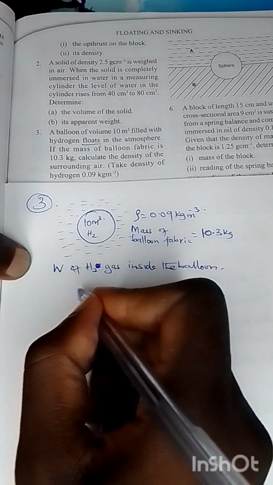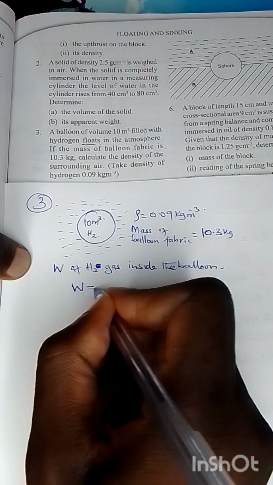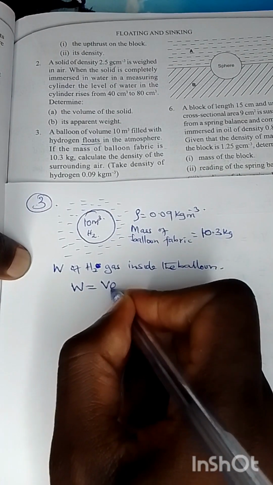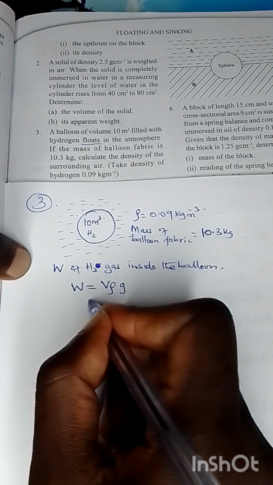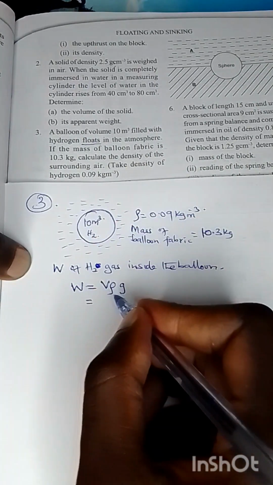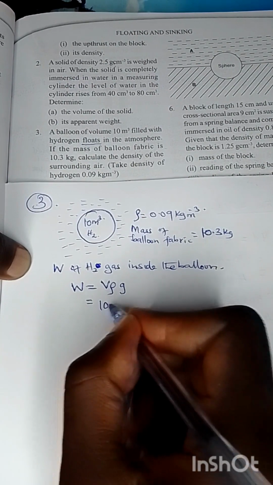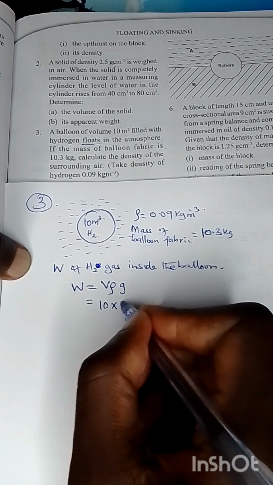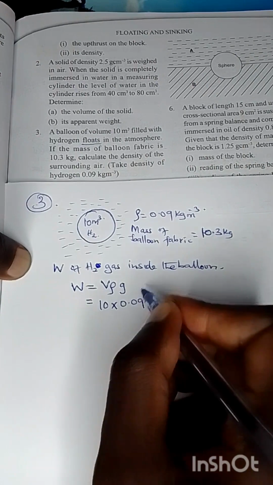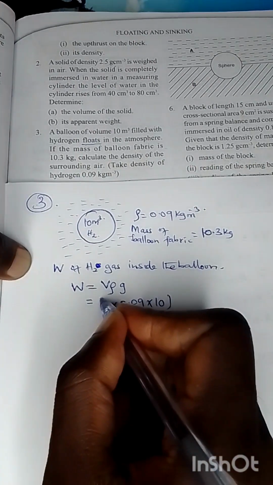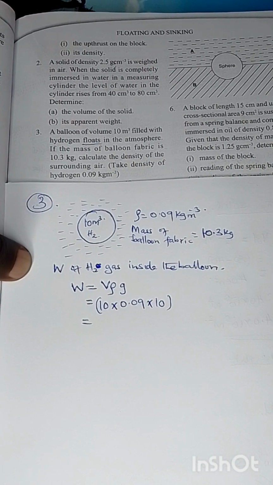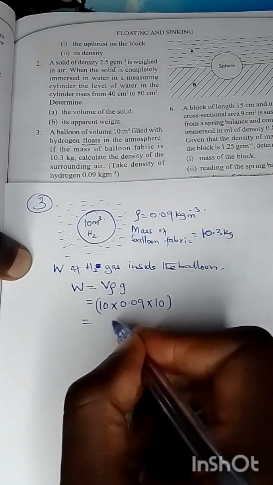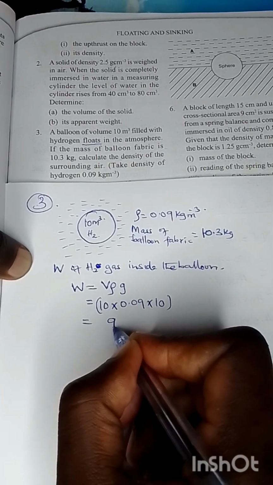We know very well that weight is given by volume multiplied by the density multiplied by G. So the weight here will be, volume is 10 cubic meter, the density of hydrogen is 0.09, then our G is 10, which are constant. So this one gives us 10 by 0.09 by 10, that is exactly 9. So it is 9 newtons.